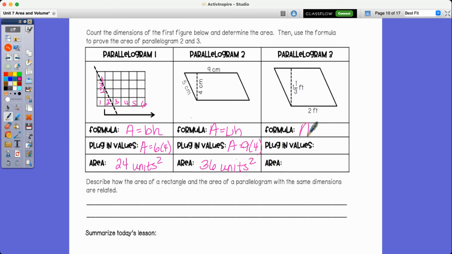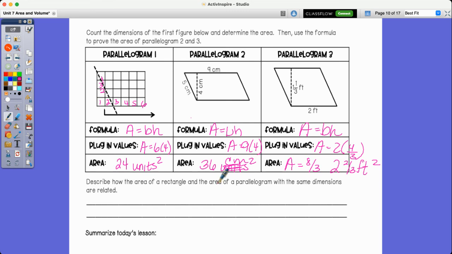And then this one, same formula, area equals base times height. I have area equals 2 times 1 1/3, which is 4/3. That gives me area equals 8/3, or 2 2/3 square feet. Sorry, this one should have been centimeters squared. Okay.